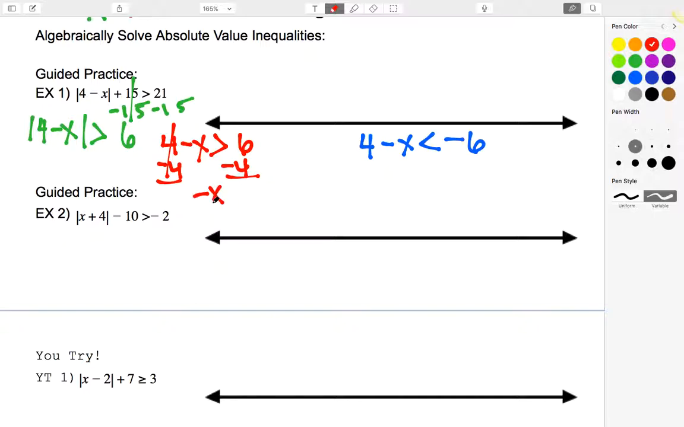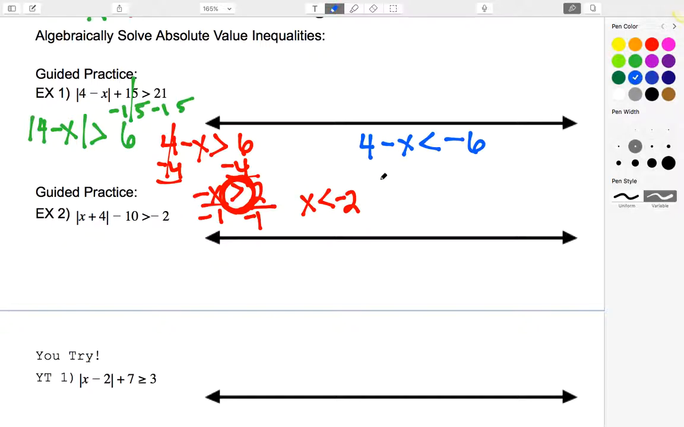And I get negative x is greater than 6 minus 4, which is 2. Negative x, I'll have to divide by negative 1. And so I find my answer is going to be x. When you divide by a negative, don't forget you have to switch that inequality sign. So I'm going to say x is less than -2. That's one of my inequalities that I'll be graphing in a second.